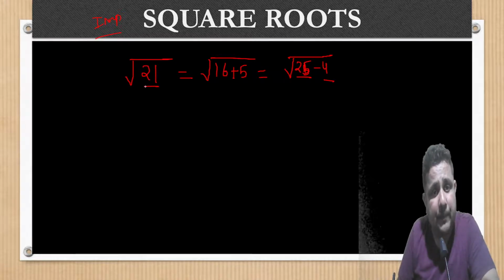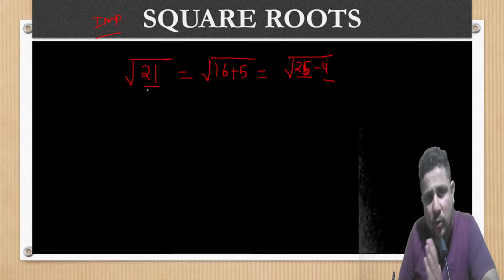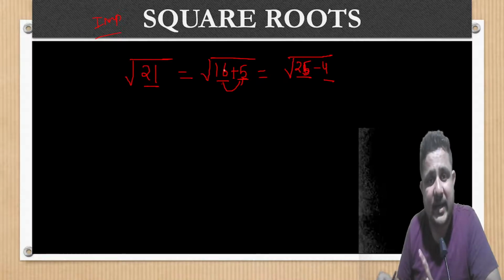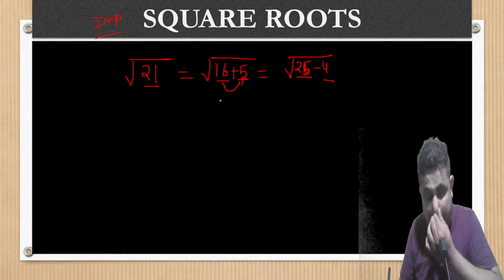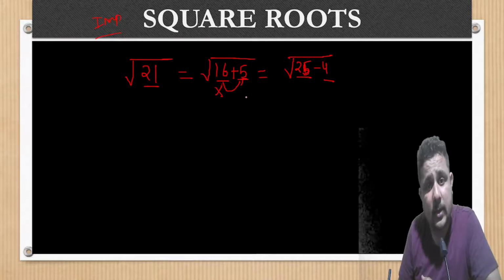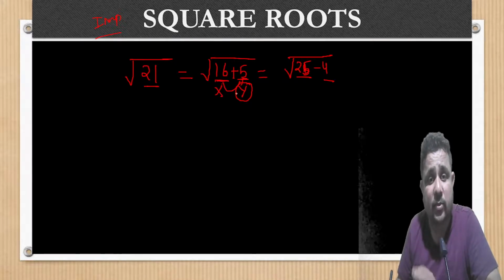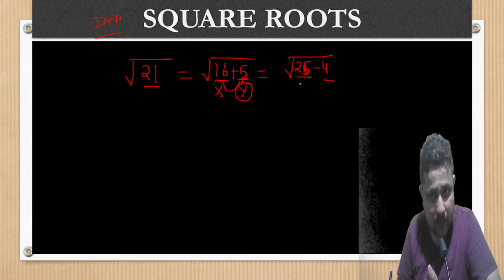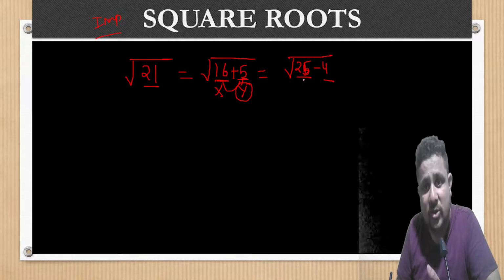Why have I written this? See, 21 is the imperfect square. So before 21, what was the perfect square value? 16. Plus what I need to do to get 21? Plus 5. So just consider two parts here: one is x and another one is y. X is the perfect square value, and y is the remaining part, whatever is left. Here also you can say 25 is x, so y is 4.